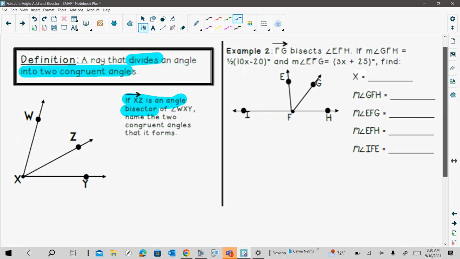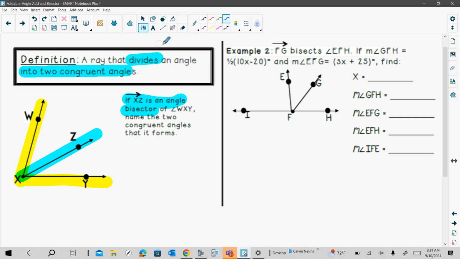Okay, so the key word is you got to understand what a bisector does. It's a ray that divides, I just highlight the key information, into two congruent angles. It says if ray XZ is an angle bisector of the whole angle WXY, name the two congruent angles that are formed. So first I'm just going to highlight the bisector. XZ, that's what's doing the cutting of the whole angle. The whole angle is our WXY.